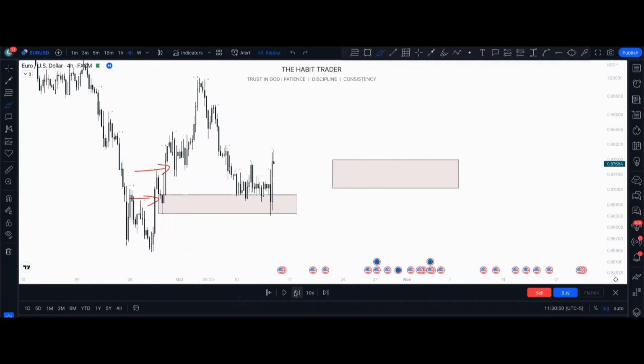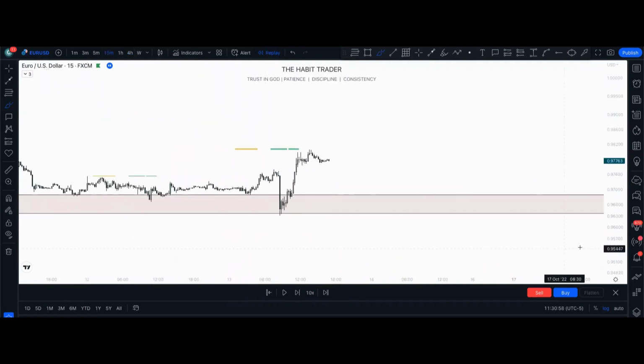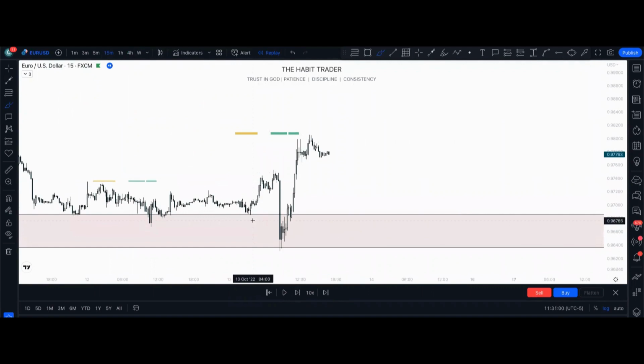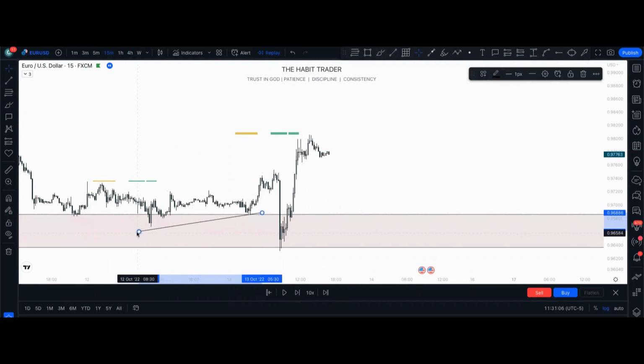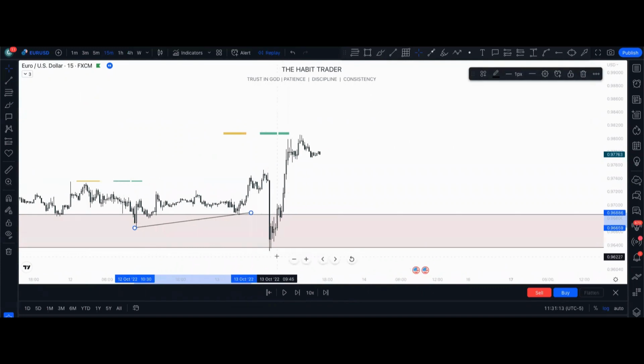And okay, so after having this manipulation here, it went really well to the upside. Right, this is a manipulation that builds during the Asian session. And then the price pushes to the downside to somehow manipulate that this order block is invalid.